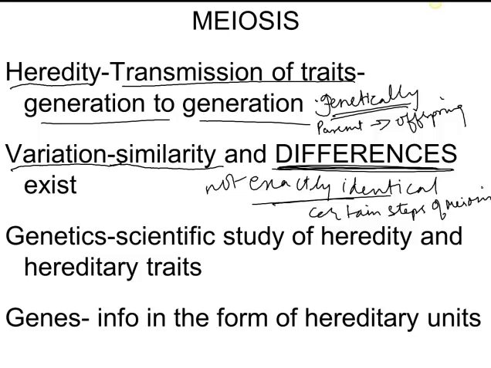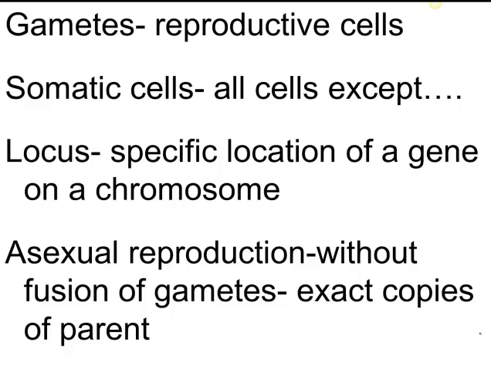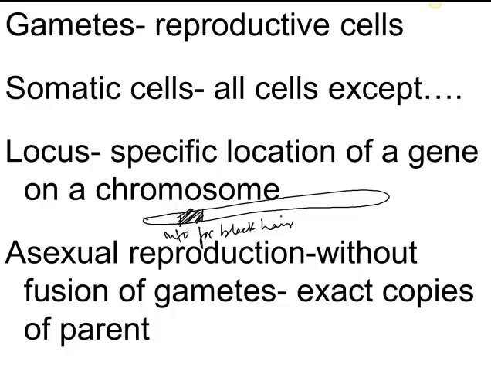Again, certain terms. Genetics is the scientific study of heredity and hereditary traits. Genes have information in the form of hereditary units. Gametes are reproductive cells. Somatic cells are all cells except the reproductive cells. Now here I had mentioned what is a locus. I'll explain again. Locus is a specific location of a gene on a chromosome. Suppose this is my chromosome. This is the place where I have the information for black hair. So this place is the locus for black hair, or locus for hair color.